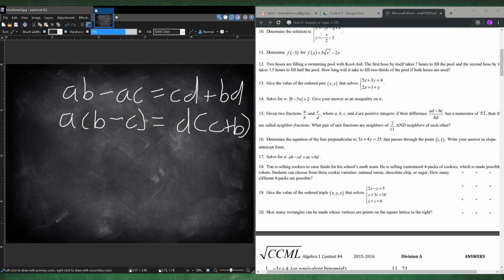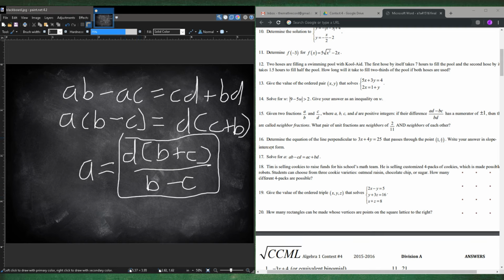So since none of these cancel each other out, we just have a is equal to d times (b plus c) all over (b minus c). So that's how you solve for a. Just get all the variables on one side and everything else on the other, and you basically solve it.